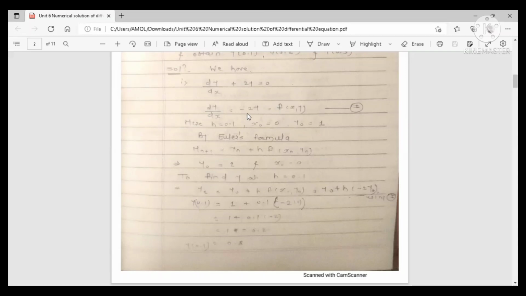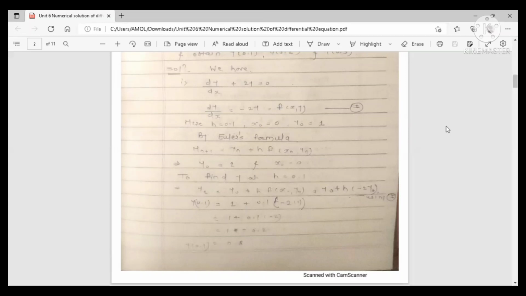Your f of x y is minus 2y. So replace x by x naught, y by y naught. So f of x naught y naught is minus 2y naught. What is y naught? Here y naught is 1. So put y naught is equal to 1. So it is 1 plus 0.1 in bracket f of x naught y naught. F of x y is minus 2y, and we are finding f of x naught y naught. So replace y by y naught: minus 2y naught. Value of y naught is 1, so put y naught is equal to 1. You simplify the term, and then your answer is y of 0.1 is 0.8.